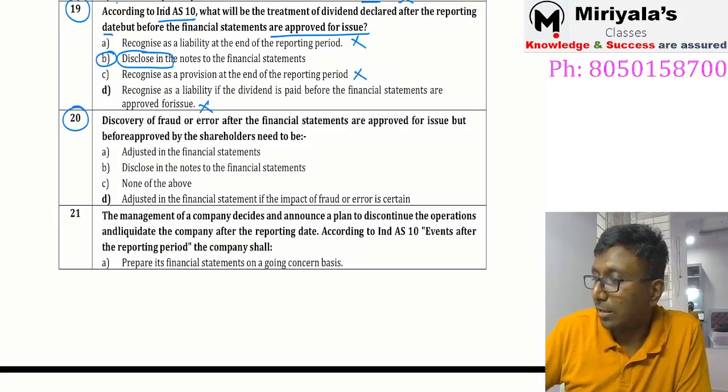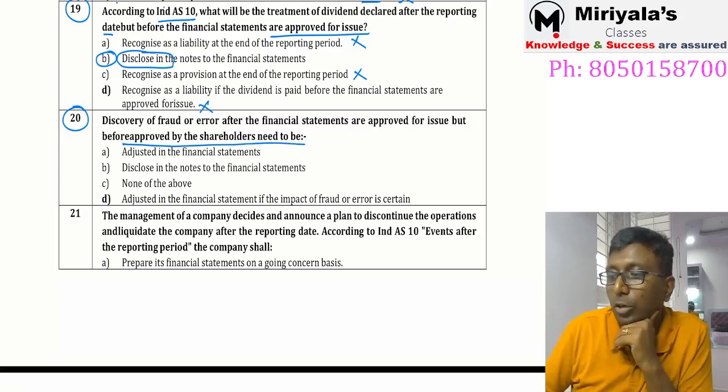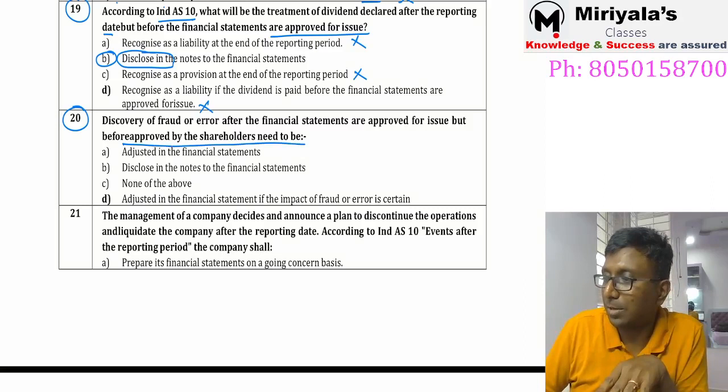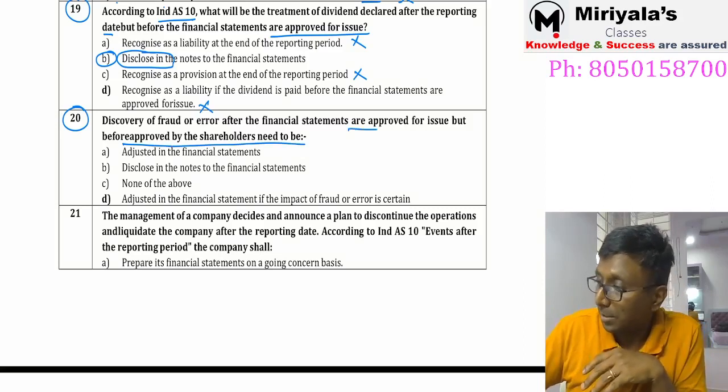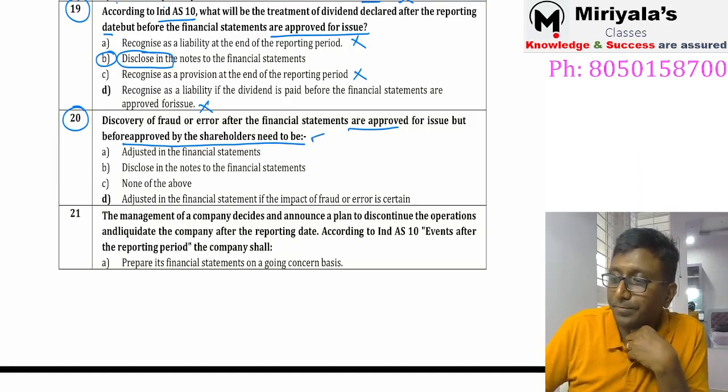So the 20th, discovery of fraud or error after the financial statements are approved for issue but before it is approved by the shareholders. What should I do? You got to know of fraud or error after the financial statements are approved for issue, but before the approval of the shareholders meeting. Answer A, B, C, D. Do you adjust in the financial statement?